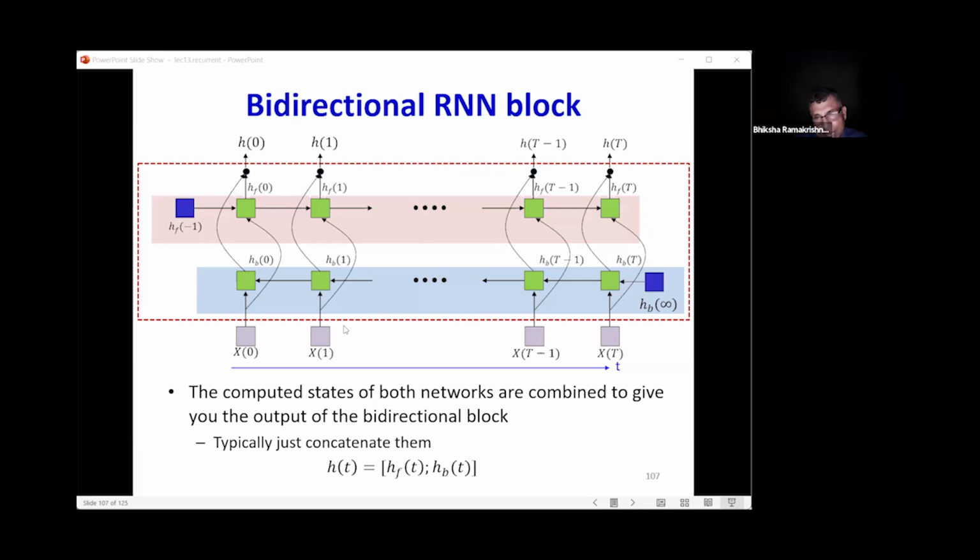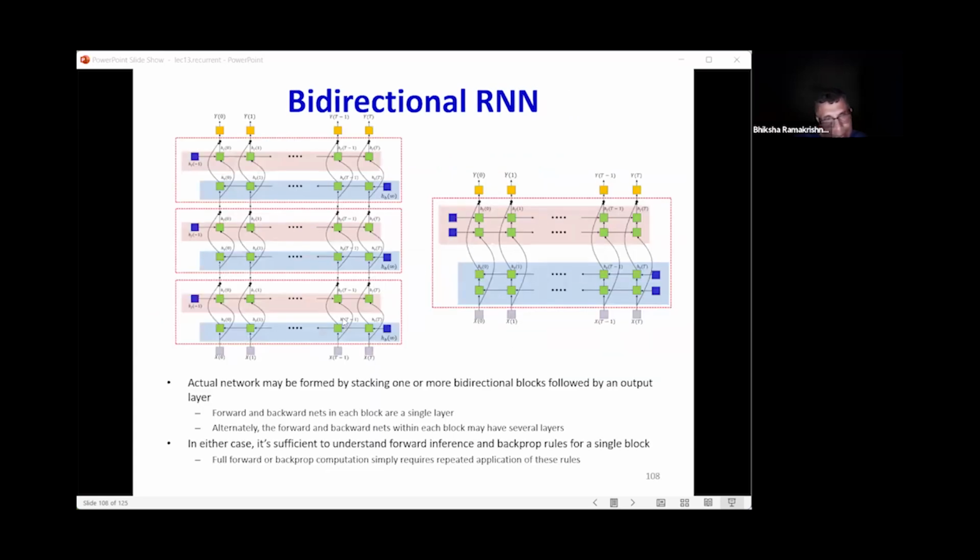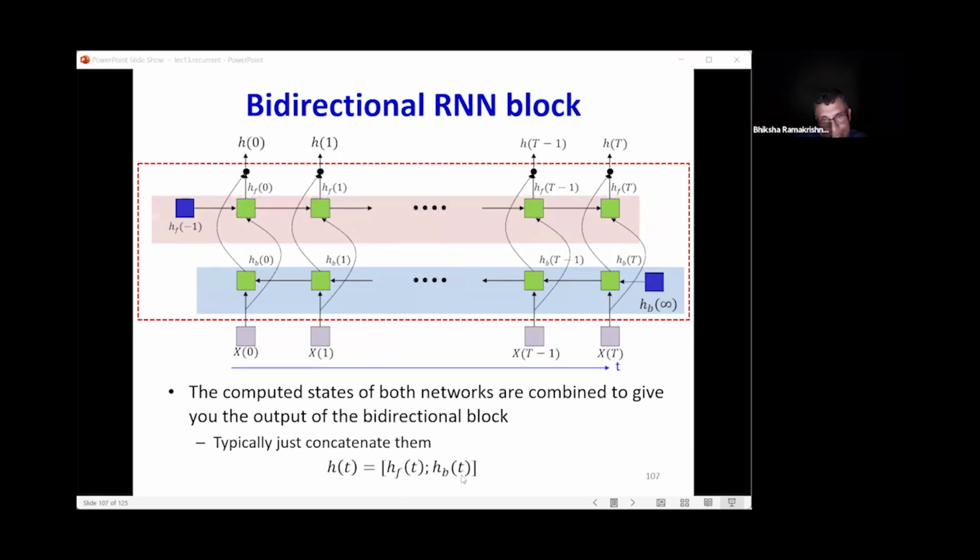And do you see how this avoids the problem of loops? Can you see how? Because the forward and the backward computations are done end to end without invoking each other within any layer. And of course, the entire network can be formed by stacking one or more of these bidirectional blocks, followed by a final layer. Like I said, you can just concatenate the outputs, or sum them, or do anything else. Concatenation is probably the most common way.